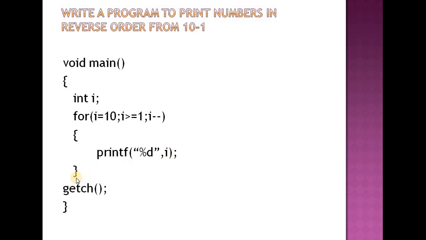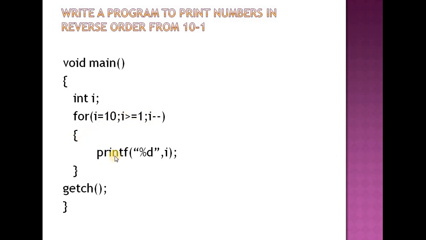With this curly bracket, the control will now go to this statement. What is the statement? Decrement statement. So now the value of I will become 9. Okay, come over here again. 9 is greater than equal to 1? Yes. From here again go over here, print 9. With this curly bracket again I minus minus. Now the value of I will become 8. Is 8 greater than equal to 1?